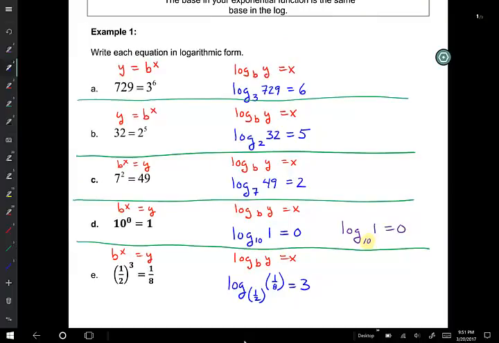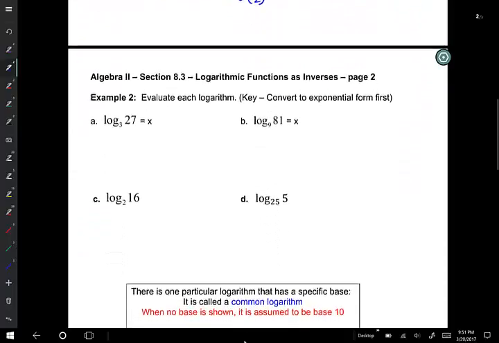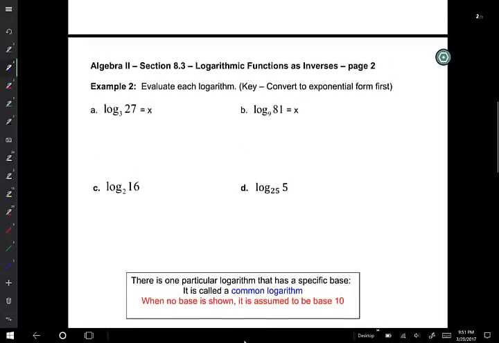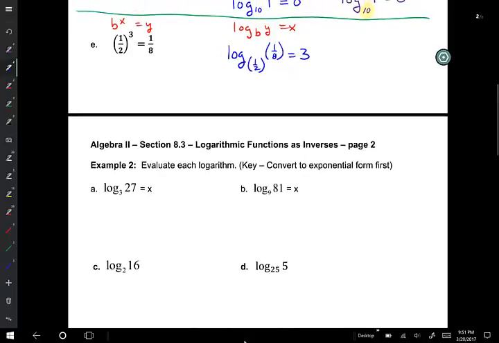So here's just a number of examples of how to convert from an exponential equation into a logarithmic equation. In our next section, we're going to talk about how to convert from a logarithm back into an exponential equation and then maybe be able to solve it. So let's write once again our equation. So our basic equation is y equals b to the x, or the log base b of y equals x.